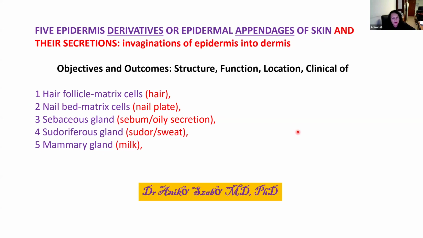So the second lecture, what we are doing today, is talking about basically the epidermal appendages of the skin, or epidermal derivatives. What does that mean? These structures are invaginations of the epidermis, and they are sitting in the dermis, and they are all secreting something. It's really interesting. So we're gonna go through the structure, function, location, and some clinical application of these 5 structures.